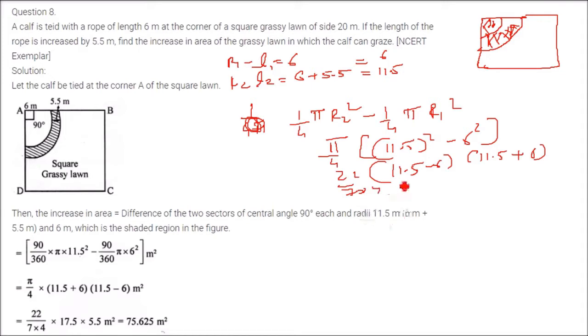Pi by 4 you can write 22 by 7 into 4. So what do you get? 22 by 7 into 4, 11.5 minus 6 is 5.5 and 11.5 plus 6 is 17.5. When you compute this, it is going to come as 75.625 meters square.